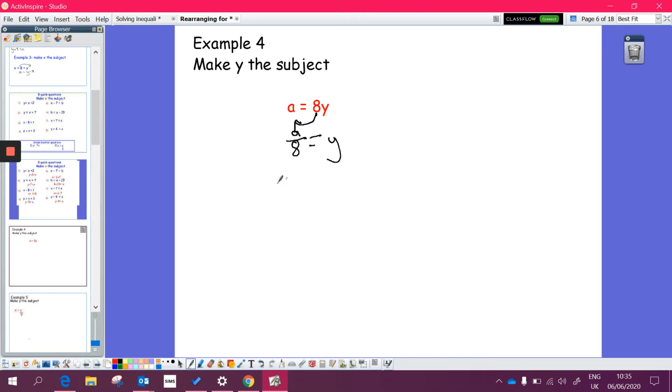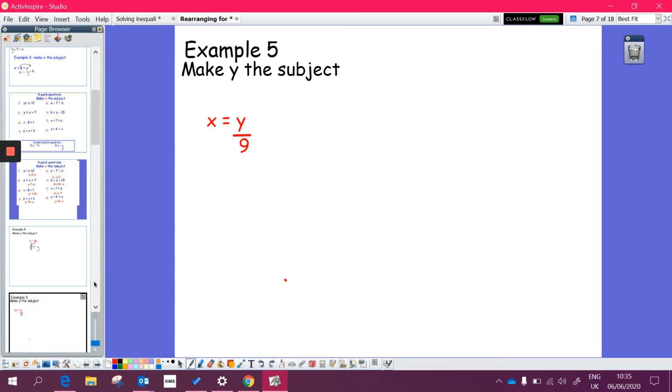We've made y the subject. On this one, making y the subject again, I need to get rid of or move over the 9. This is divide by 9. So when it goes up, the opposite of divide is times. So you get 9x equals your y. Again, we've got the answer because we made y the subject.